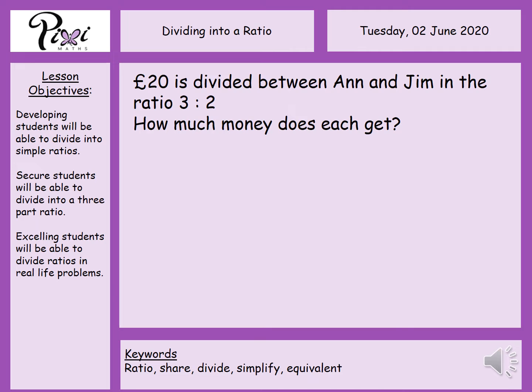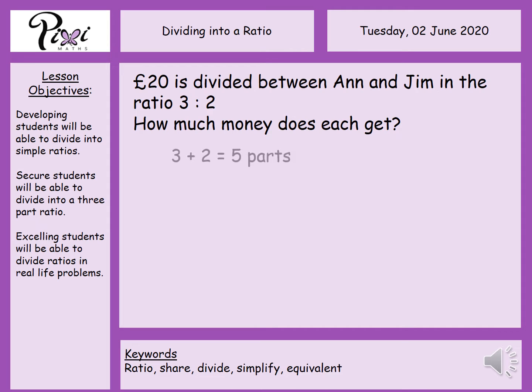So what we're doing, we're going to split £20 and we're going to give 3 parts to Anne and 2 parts to Jim. So they're not going to end up with the same amount of money. Anne is going to end up with a little bit more. For every £2 Jim gets, Anne will get £3. So let's see how we do this.